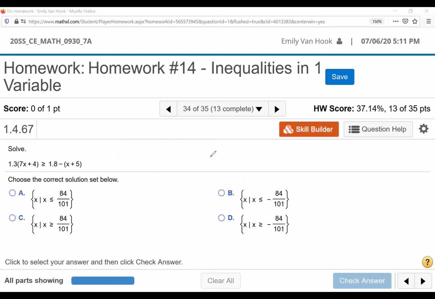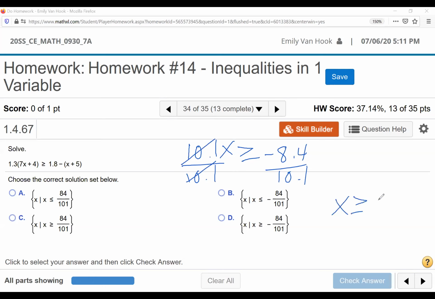Let's see, 10.1x greater than or equal to negative 8.4. So I would divide both sides by 10.1. I mean, I'm not expecting that to be anything nice, right? Negative 8.4 divided by 10.1. Yeah, it's a terrible never-ending decimal on my calculator. And now I'm looking at my choices, remembering, oh yeah, I need to write this as a fraction. So let's see. I divided by 10.1. I did not need to flip the sign. So it should be x is greater than or equal to something.